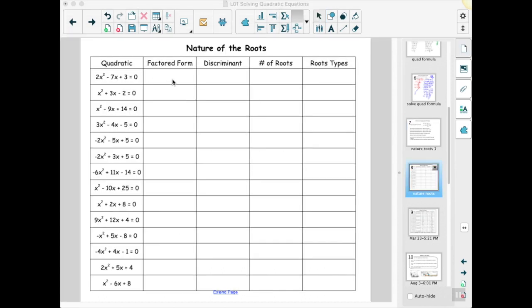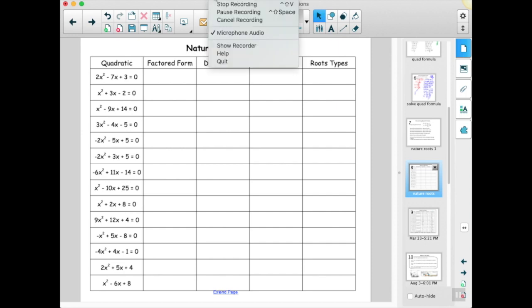If it can be factored, you're going to factor it. You're going to tell me what the discriminant was, how many roots, and what type the roots were, either real or complex. All right, again, you're going to pause the video at this point in time. You should have that note in front of you. I expect that you're going to be filling that in now. And I'm going to pause right now.